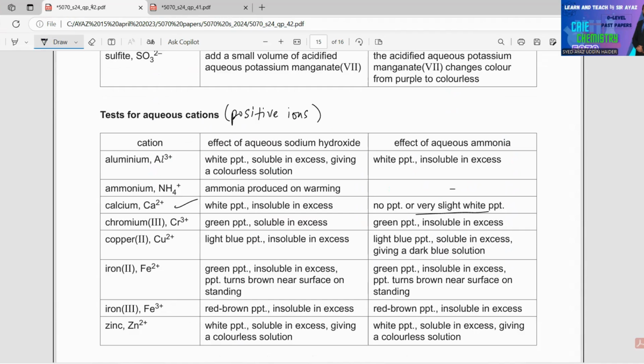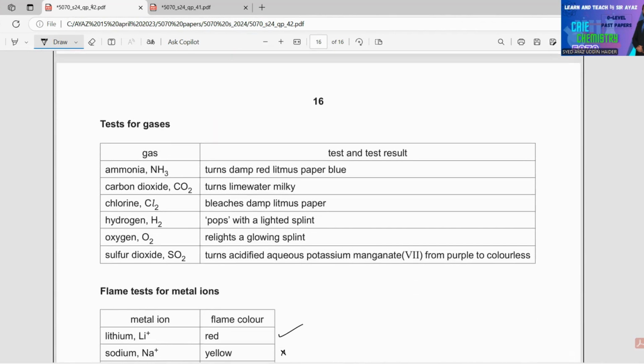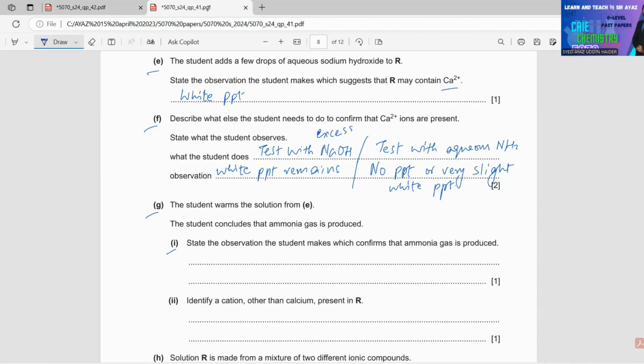If you look at the list, here we are having ammonium ion and it produces ammonia on warming. How do you know that? We look at the test for gases. Here the test for gases, ammonia gas. It's turning damp red litmus paper blue. So it is a test that confirms that ammonia gas is produced. So you write test for ammonia gas.